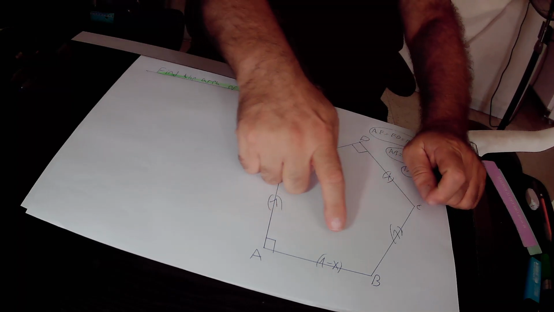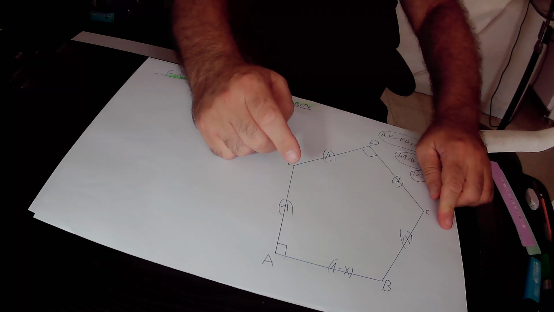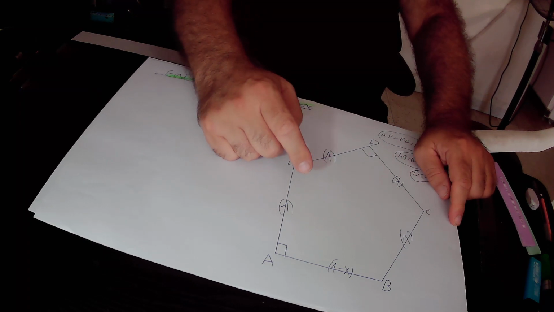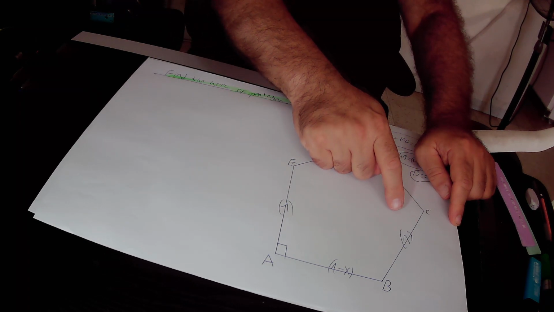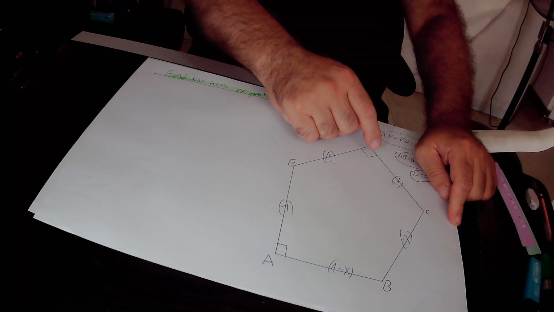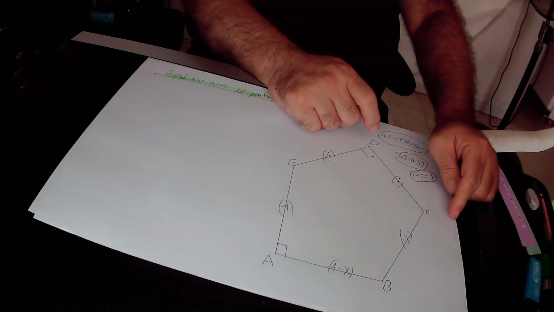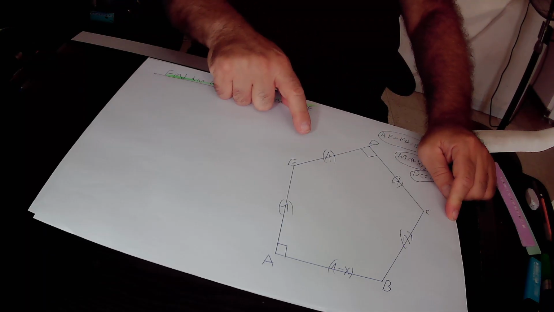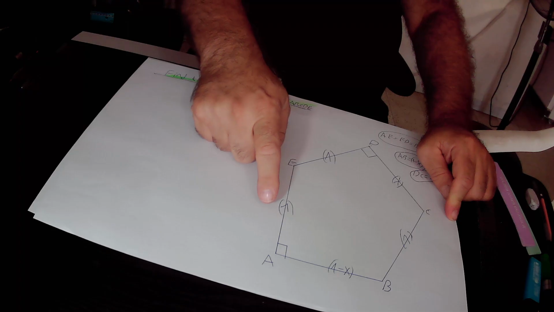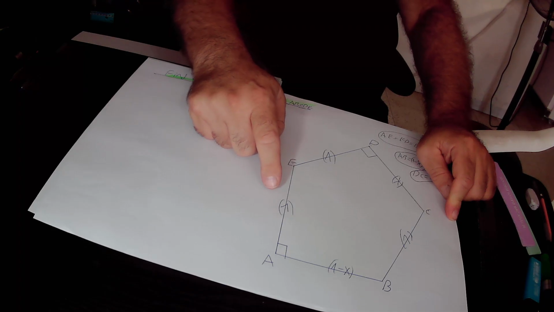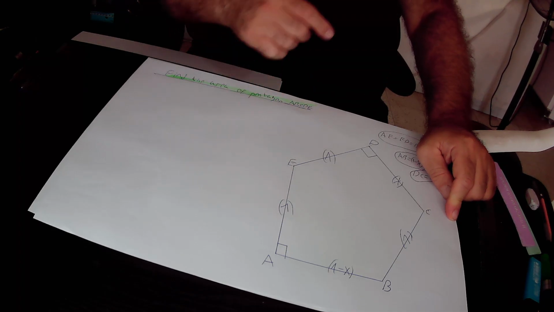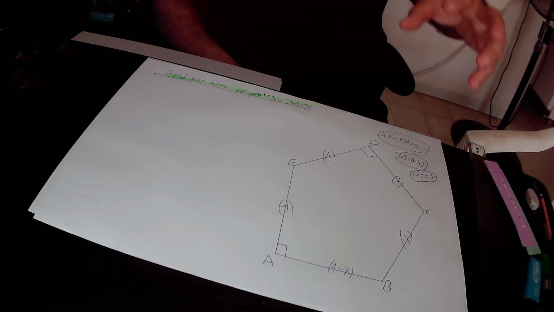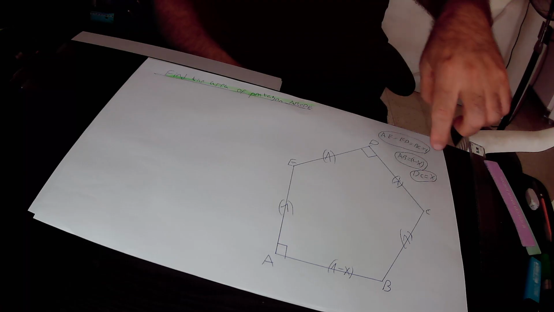This is side AB, which is equal to 1 minus x units in length. This is side BC, equal to 1 unit in length. This is side CD, equal to x units in length. Side DE equals 1 unit in length, and side EA also equals 1 unit in length. Again, our task is to find the area of pentagon ABCDE.